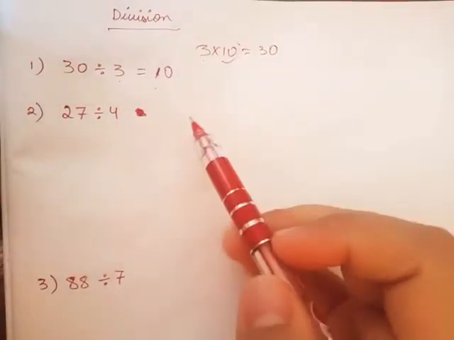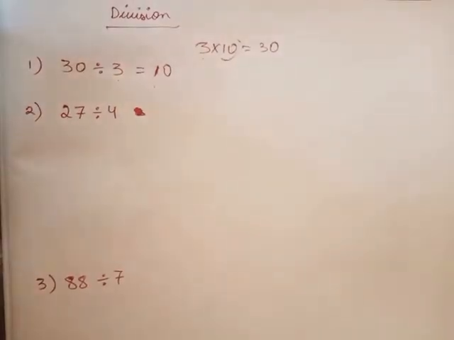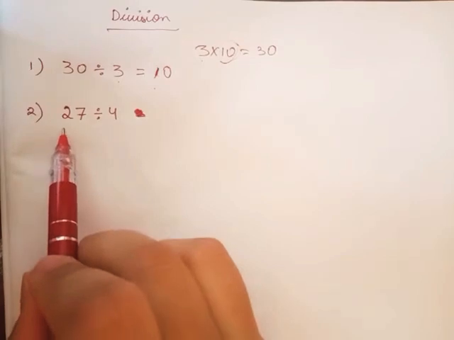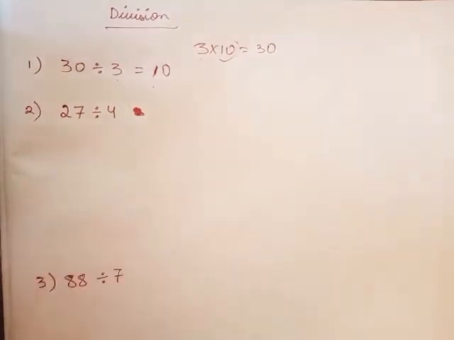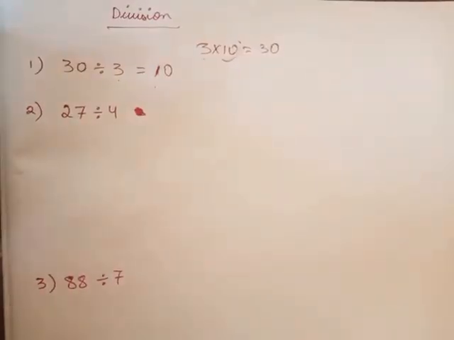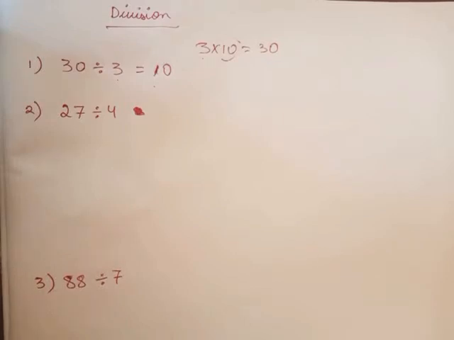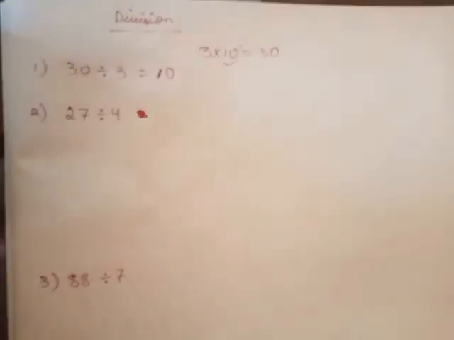If you memorize the multiplication table, it will become easy for you to solve because they are interrelated. In our second question you have 27 divided by 4. But if you remember the multiplication table of 4, there is no number which gives the answer 27. Before I solve this, I want to tell you something.